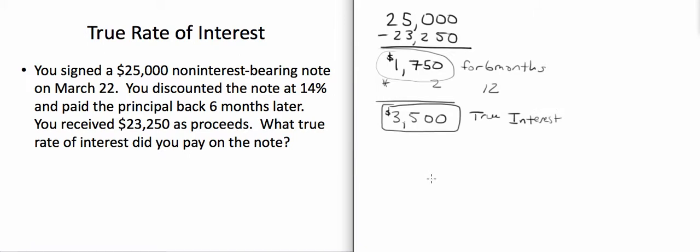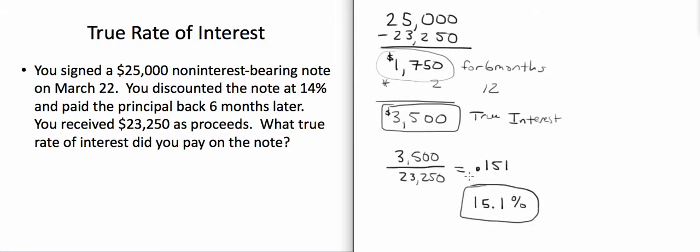And then you divide that by the actual amount borrowed. So we're going to take $3,500 divided by our proceeds, in this case $23,250. And when we do that, we get an answer of like 0.151, which is 15.1%. So our true rate of interest that we paid on this promissory note was 15.1%, which was greater than the amount that was discounted.